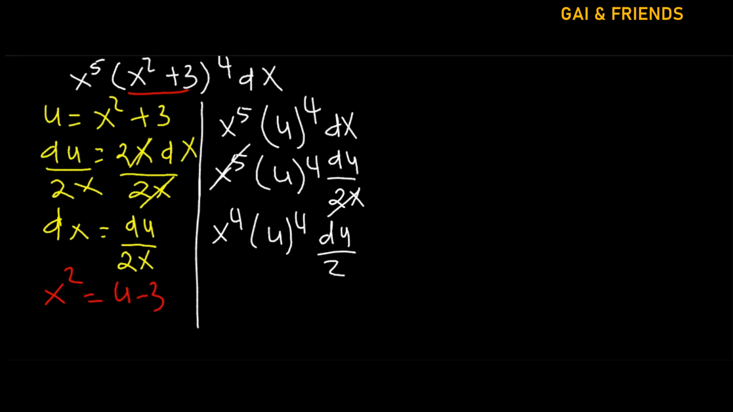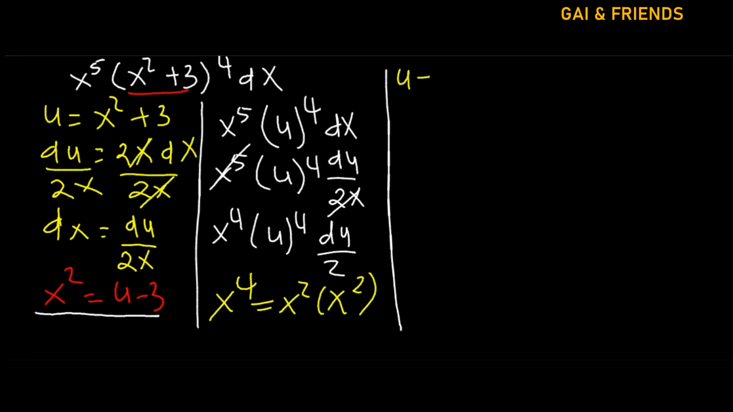So what do we do here? We know that x squared is equal to u minus 3. If that is the case, then we're going to find a way to put our x squared, which is u minus 3. And in this equation, x raised to the power 4 is the same as x squared times x squared. So since it is x raised to the power 4, we have x squared is going to be u minus 3 times u minus 3, and then we put our u raised to the power 4 du out of 2.